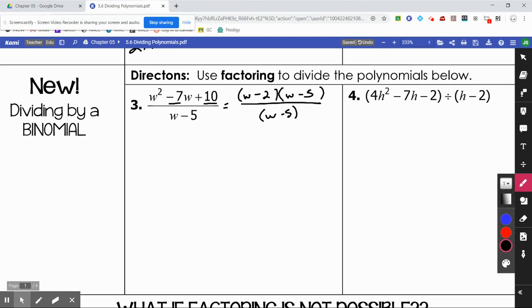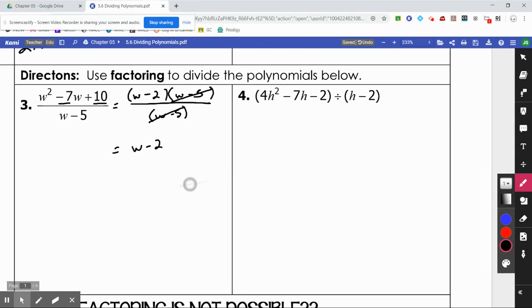You've got a w minus 5 on top and bottom. A whole factor and a whole factor can actually cancel each other out, and you just divided. You're left with w minus 2. So that's another method of division.